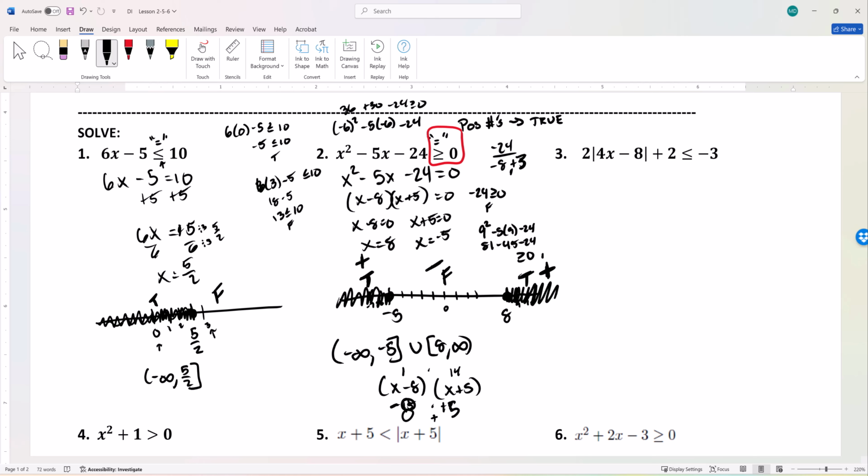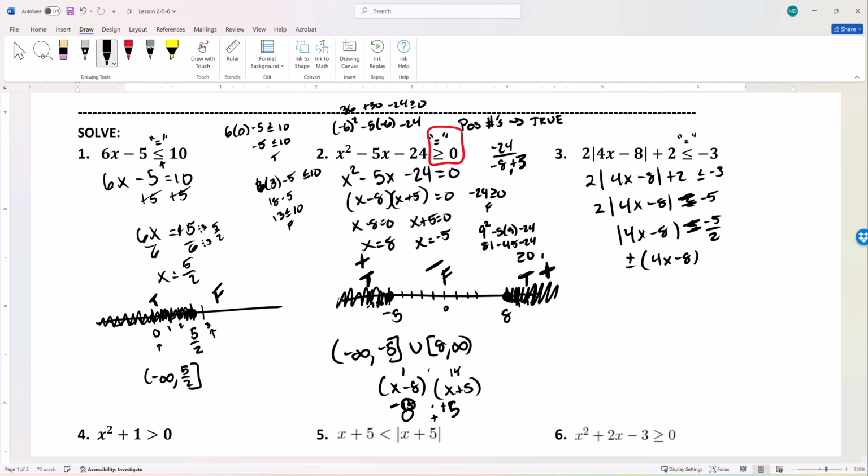Now absolute value. So remember, we're going to pretend that this is an equal sign. So remember, we want to isolate the absolute value. So subtract 2. Divide by a negative, or divide by 2. Now, I could do the whole plus or minus thing to get rid of the absolute value. Oh, I need to do equal, sorry.